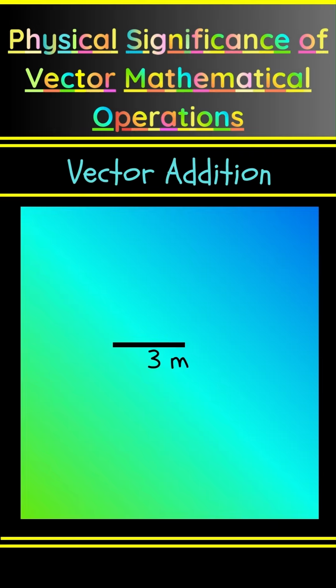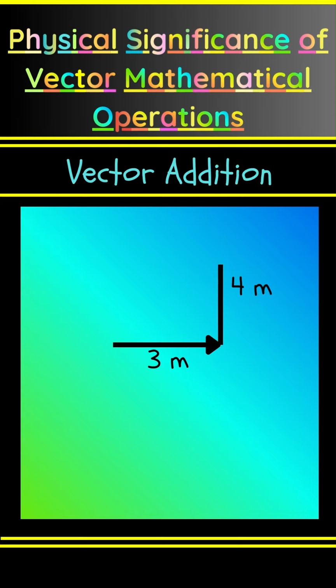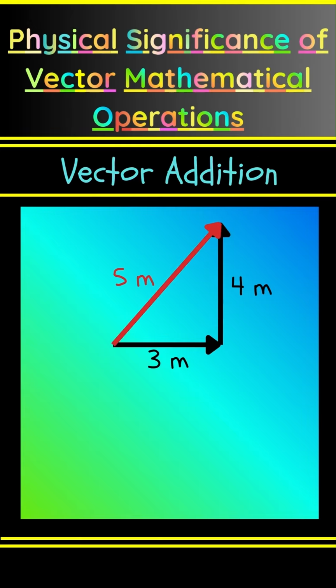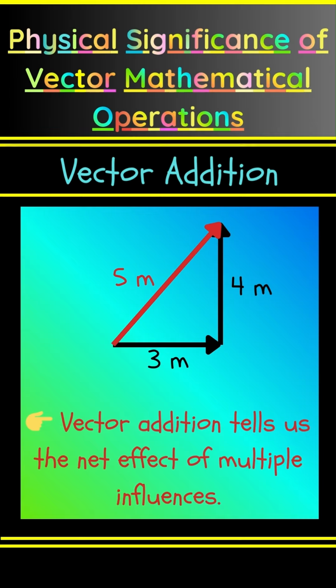Let's talk about vector addition with the help of an example. Let's say we walk 3 meters east and then 4 meters up north. Our net displacement is 5 meters northeast, and we get this net displacement by performing vector addition. Vector addition represents the net effect of multiple physical quantities acting together. Physically, nature always responds to the resultant vector, not individual ones.